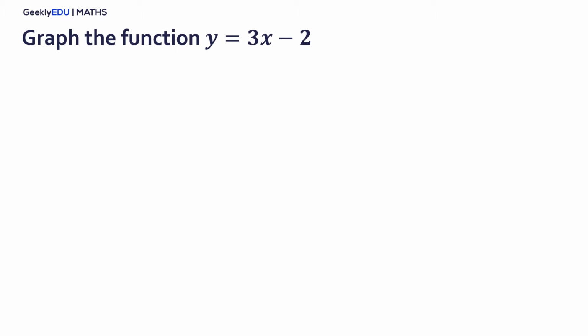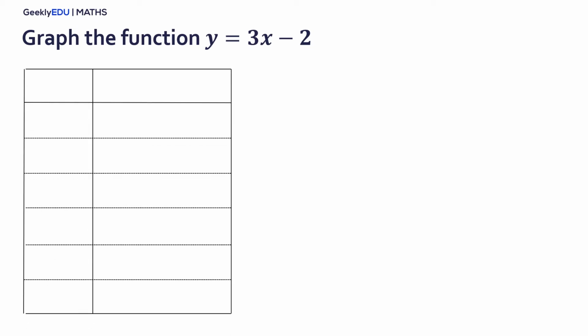Our first example is this: y equal to 3 times x minus 2. We are going to evaluate this function for some values of x. Let's say from -1 to 4. For the first number, we are going to substitute -1 in the function. So 3 times -1 minus 2 is equal to -5.